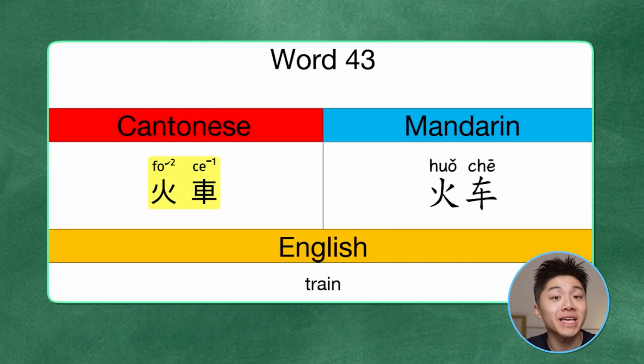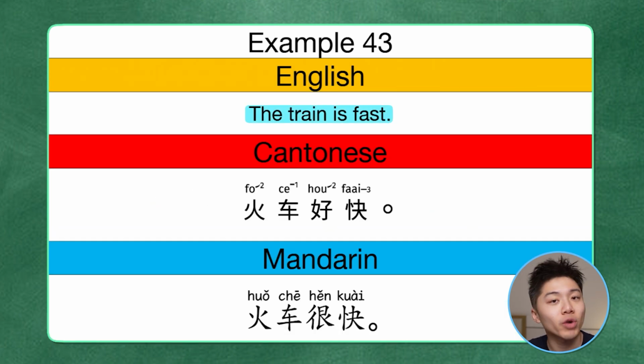Next, train. In Cantonese, 火車. In Mandarin, 火車. For example, the train is fast. In Cantonese, 火車好快.